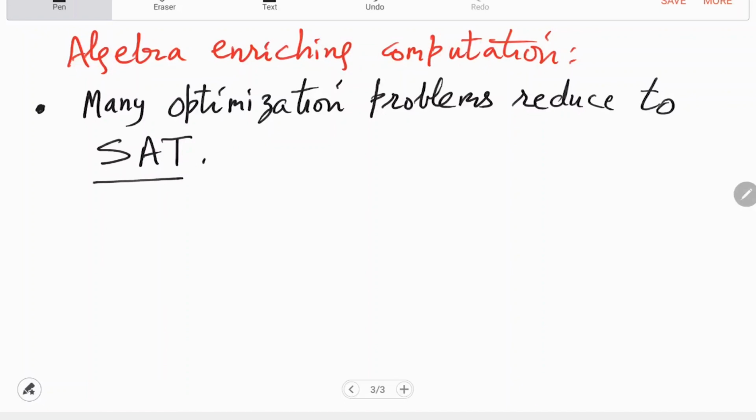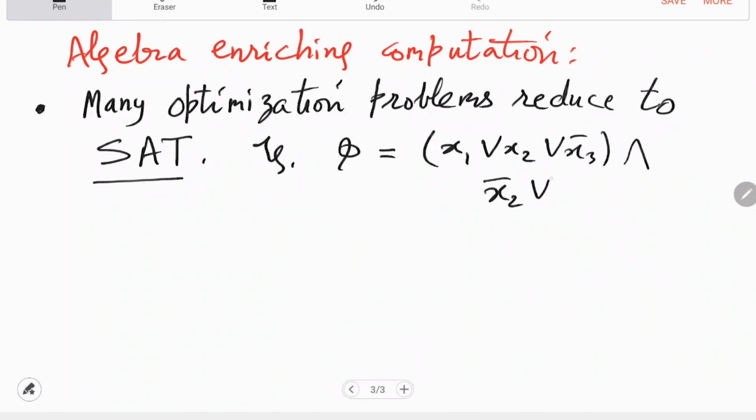You are given a formula like x1 or x2 or x3 bar, right? So this you can call a clause. It's a disjunction of three literals, and x3 bar is the NOT gate applied on x3, right? So one clause and another clause. So you then do conjunction, which is AND. So this is OR and NOT, and the second clause is maybe x2 bar or x3. So you are given a Boolean formula.